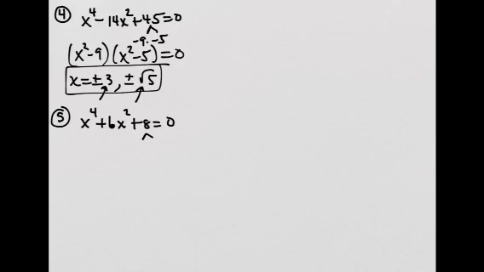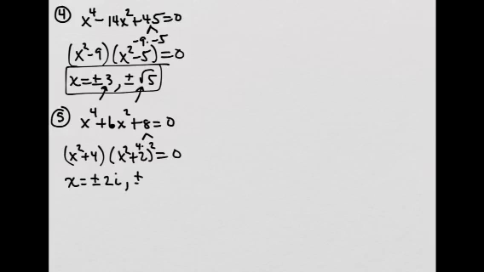Okay, so here's another one, another trinomial. Factors of 8 that add up to 6 are 4 and 2. So x squared plus 4 times x squared plus 2 is 0. So for the first one, I get x equals plus or minus 2i, because the square root of 4 is 2. And for the second factor, you get plus or minus the square root of 2i.